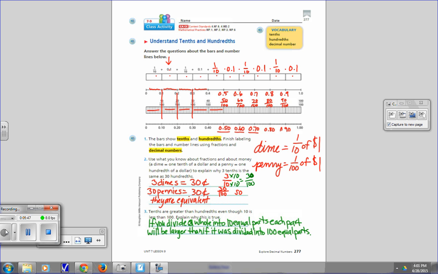And the explanation is very simple. If you divide a whole into 10 equal parts, each one of those parts is going to be larger than if you were to divide up the whole into 100 equal parts. Think of the boxes from a couple days ago with the black dots in them. One black dot is 1/100th. 10 black dots is 1/10. 1/10 is larger than 1/100th.